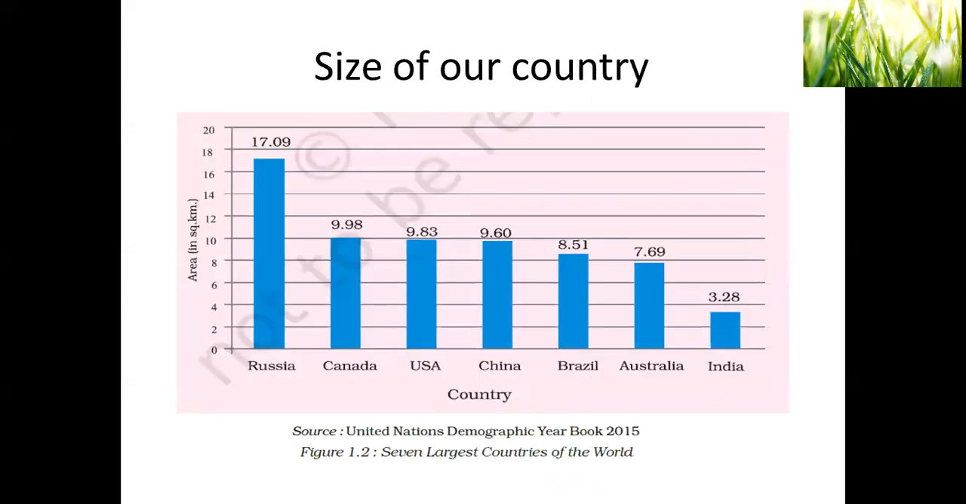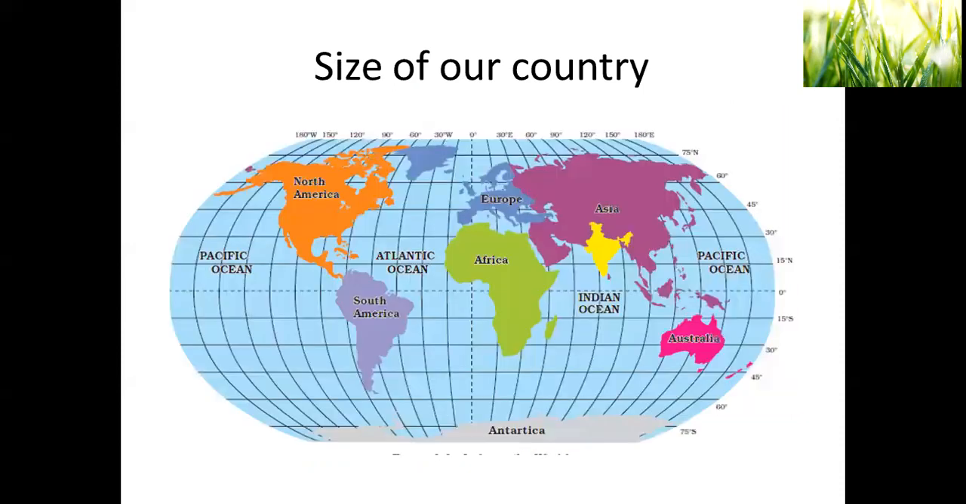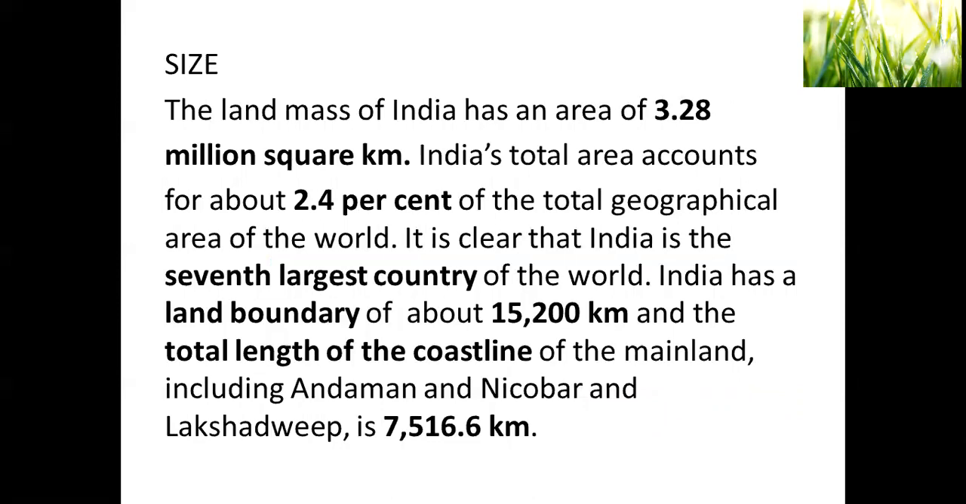So if we see the size of a country, how it is shown in a comparative graph there, Russia is the first largest country, and we have India as the 7th largest country. The same thing is given in points in the next slide, but still I would like to read it for you. India has an area of 3.28 million square kilometer. Total area accounts for 2.4% of the total geographical area of the world. It is the 7th largest country.